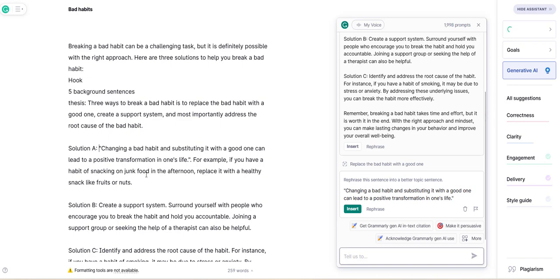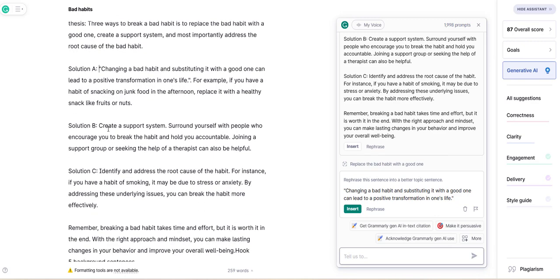Because when you have a topic sentence, it's got to be a complete sentence. So now you got a good topic sentence, and now you have to fill this in with 5 sentences for, okay, how do you change a bad habit into a good one? And so then this becomes the paragraph. You're going to write 5 sentences about how you're going to change a bad habit and substitute it with a good one. Then you're going to write about create a support system. That's a little too informal. I think I want create a support system.